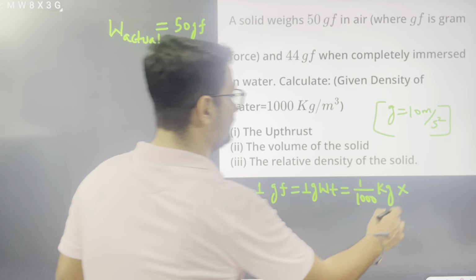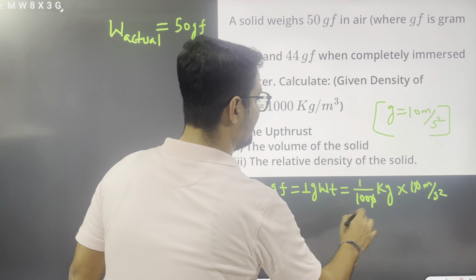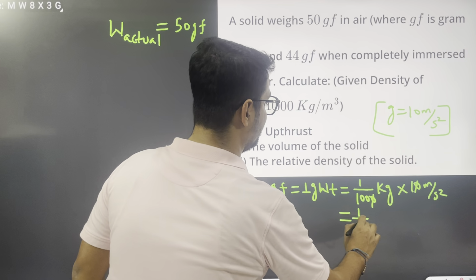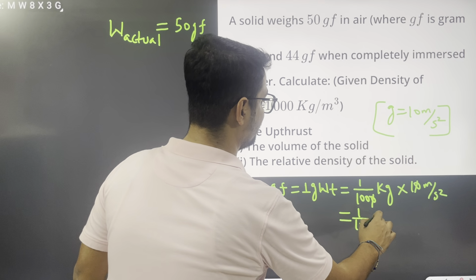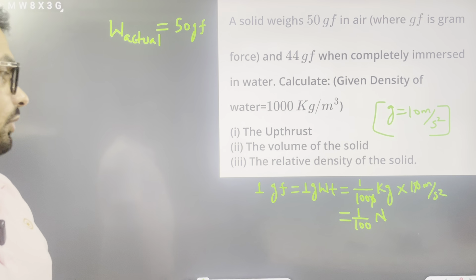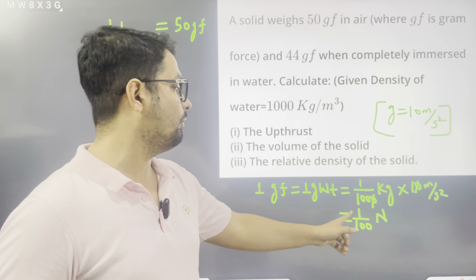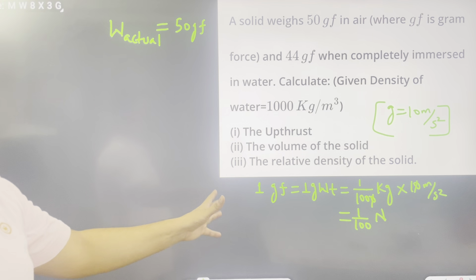So if I take 10 meter per second square, this 0 will cancel out. This will be 1 by 100 kg meter per second square, that is Newton. 1 by 100 Newton. So 1 gram force means 1 by 100 Newton when I take g as 10 meter per second square. I just converted 1 gram force into Newton.